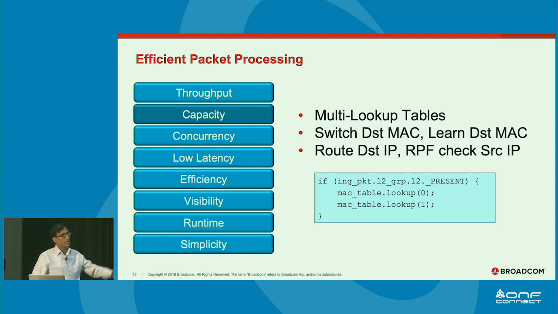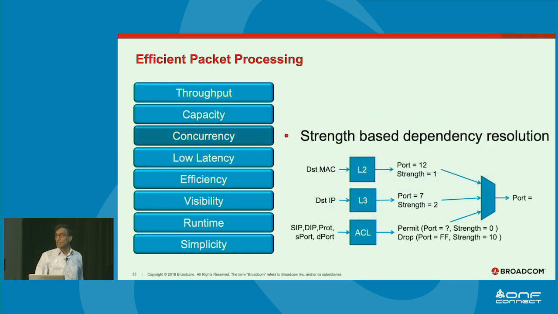So capacity we already talked about, right? Having tables and looking them up multiple times, and having that abstraction and being able to specify it, is something that helps us a lot. Concurrency, we talked a little bit already about the strength. This shows how that happens. You can do these things in parallel without using the bus, because you have a block that allows you to do priority.